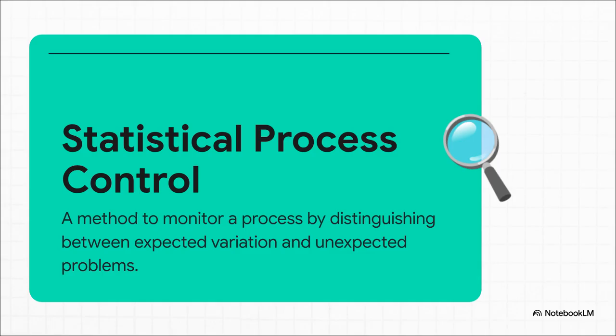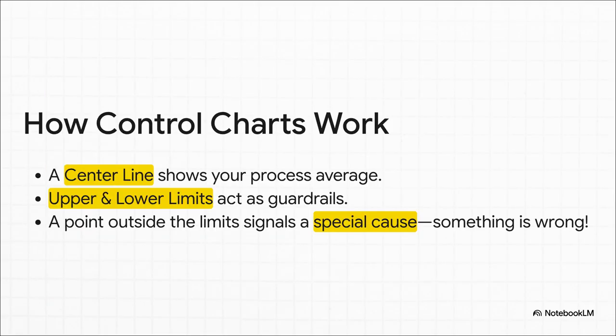So how do you manage that balancing act? You use a system called Statistical Process Control, or SPC. Its entire job is to be a watchdog for your process. It helps you see the difference between the normal, everyday, expected variation and a real signal that something has gone haywire and needs your immediate attention. And the main tool for SPC is the control chart.